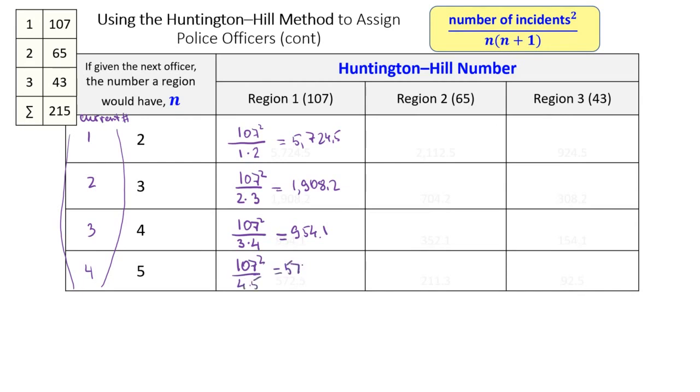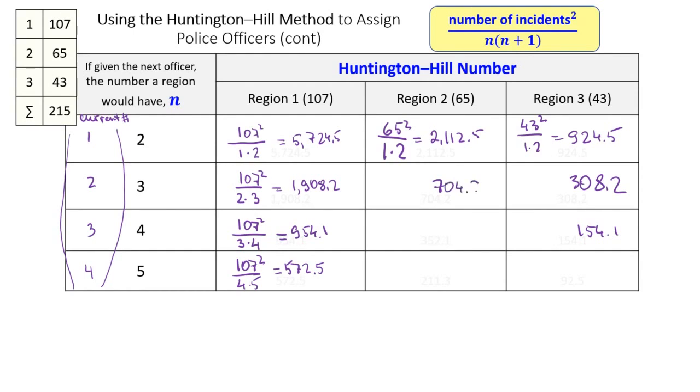572.5. And the same for the second column, the numerator will be different. So 65 squared divided by present representation, future representation, 2112.5, and so on. And here 43 squared divided by 1 by 2, 904.5, 308.2, 154.1, 704.2, 352.1.